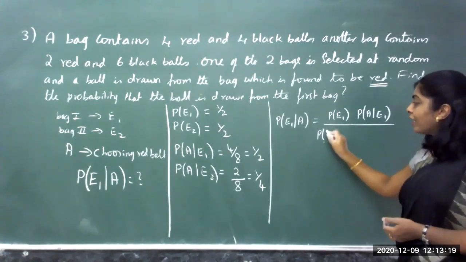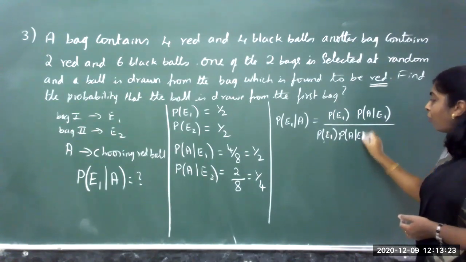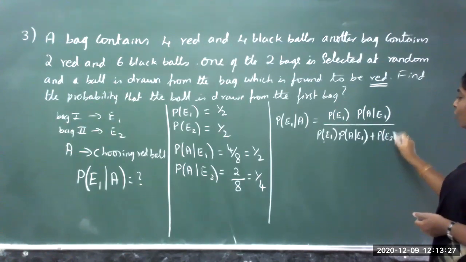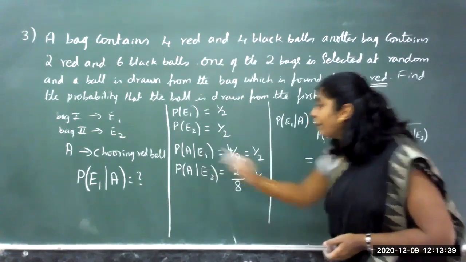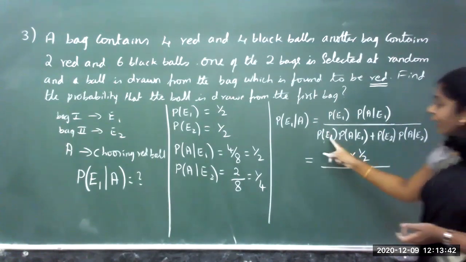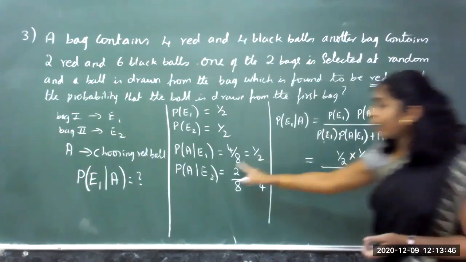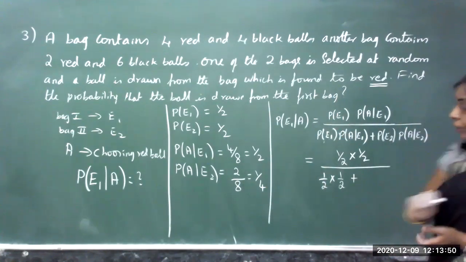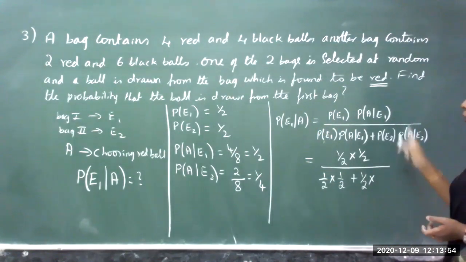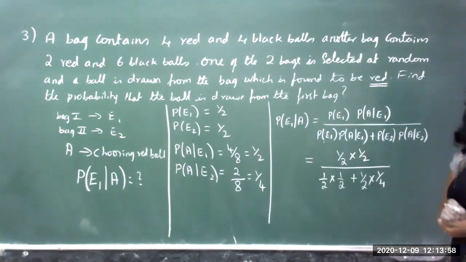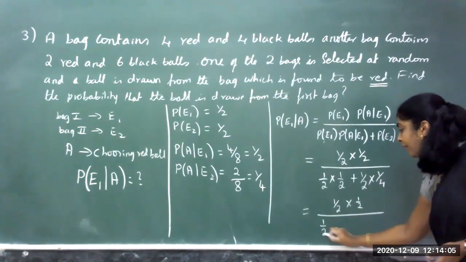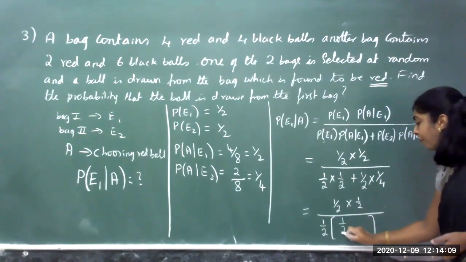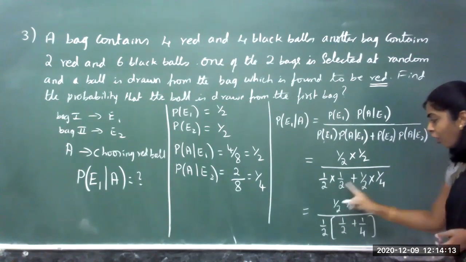So probability of E1 into probability of choosing the red ball from E1, plus probability of E2 into probability of choosing the red ball from E2. So for E1, half into choosing the red ball from bag 1, 1/2, in the numerator and in the sum. Plus probability of E2, again half, into probability of choosing the red ball from bag 2, 1/4. In the denominator, I can take out half common. If I take out half common, what will be left out? Half plus 1/4, the sum of the terms.